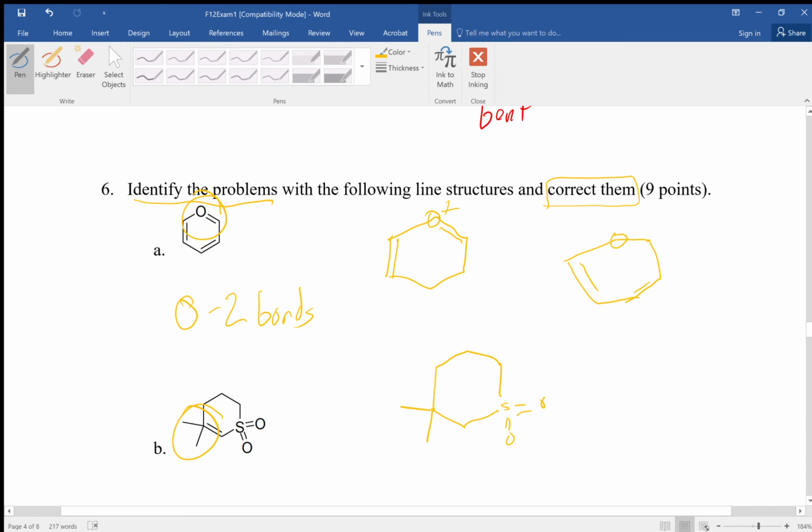Now, it doesn't matter if you get rid of the double bond or get rid of one of the methyl groups. The point is, it has too many bonds and it's not a valid structure.